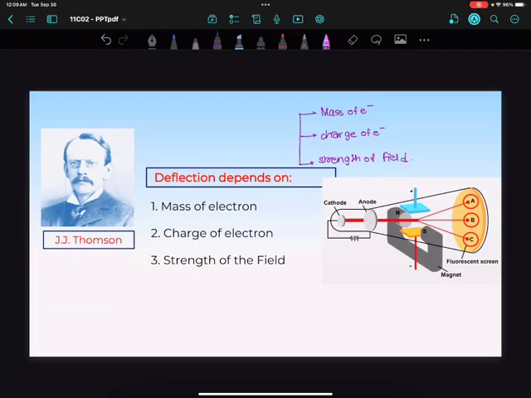So he said that whenever there is a deflection seen, deflection depends on three factors. First is the mass of an electron, second is the charge of an electron, and third is the strength of the field. Okay.